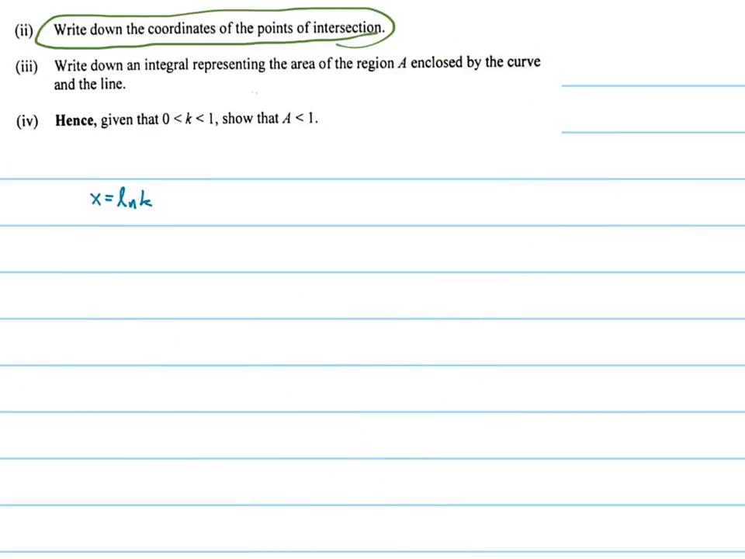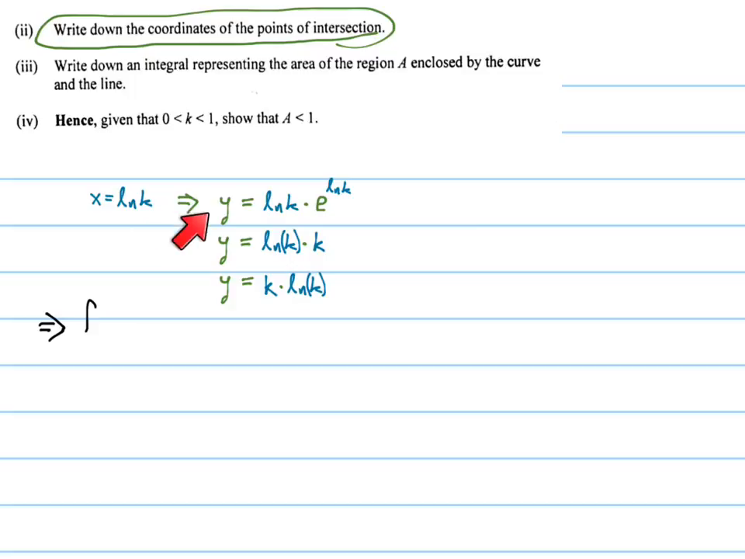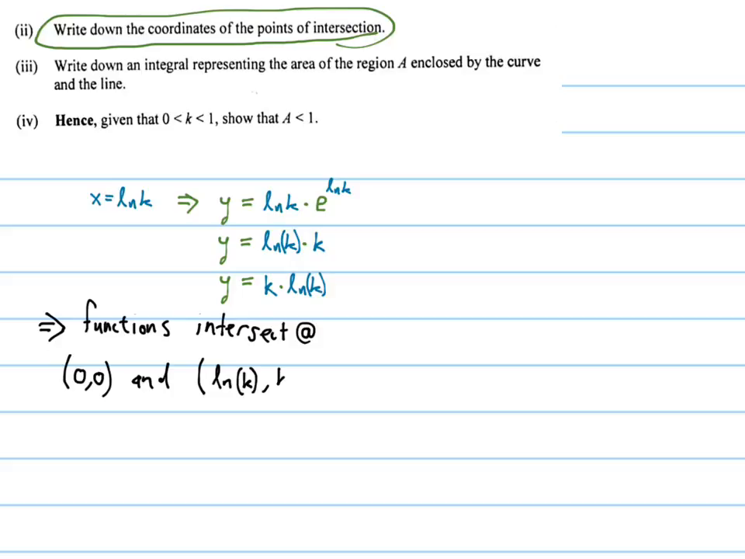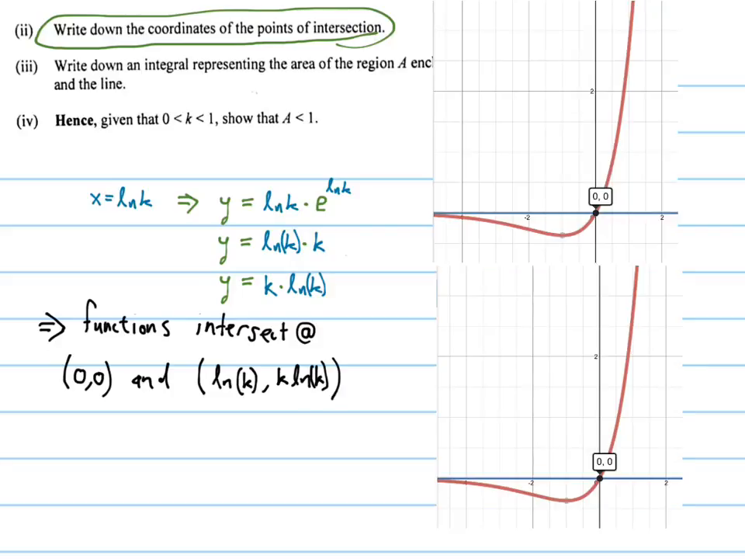Alright, now, it said write down the coordinates of the points of intersection. It said write down, which means you can do this in your head, but just to say what's in my head, e to the natural log of k, which is just k, so it ends up being k times the natural log of k, is the y value. So the point of intersection, when we have two unique intersection points, the functions will intersect at (0, 0) and (natural log of k, k natural log of k).